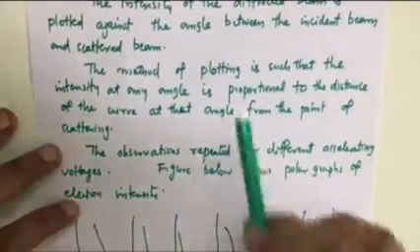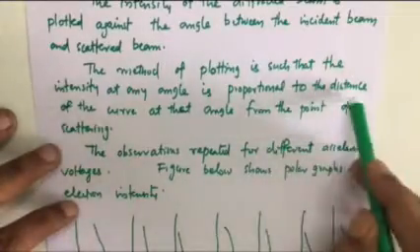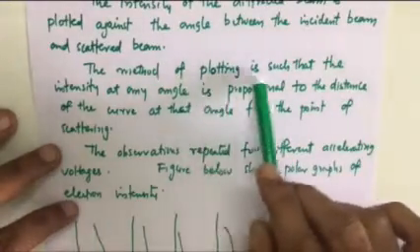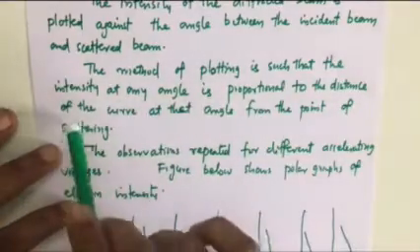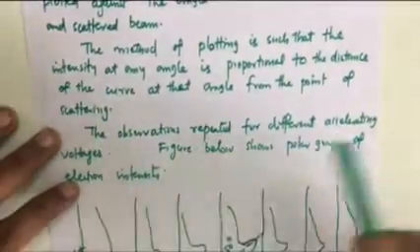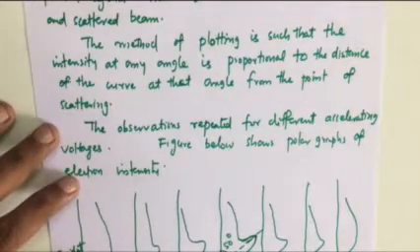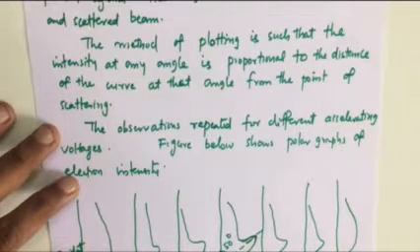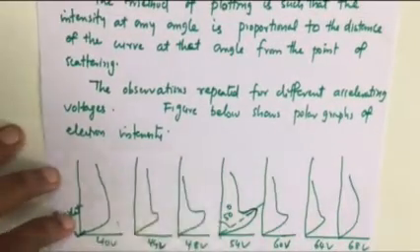The method of plotting is such that, and this is very important, the intensity at any angle is proportional to the distance of the curve at that angle from the point of scattering. So as we plot, the distance from the point of scattering to the curve at any angle gives you the intensity, or is proportional to the intensity.